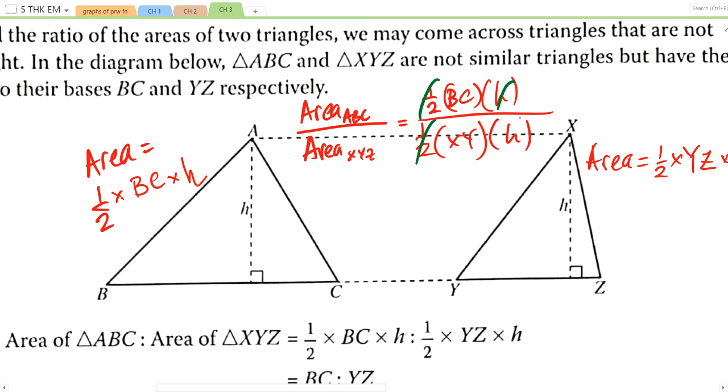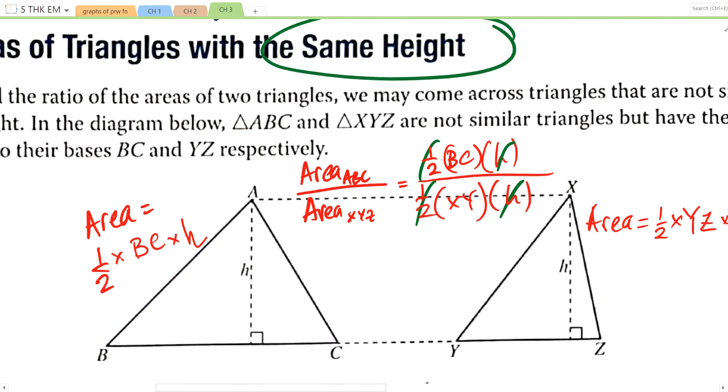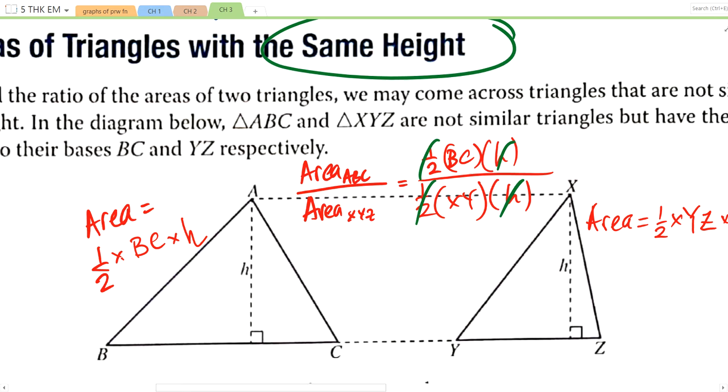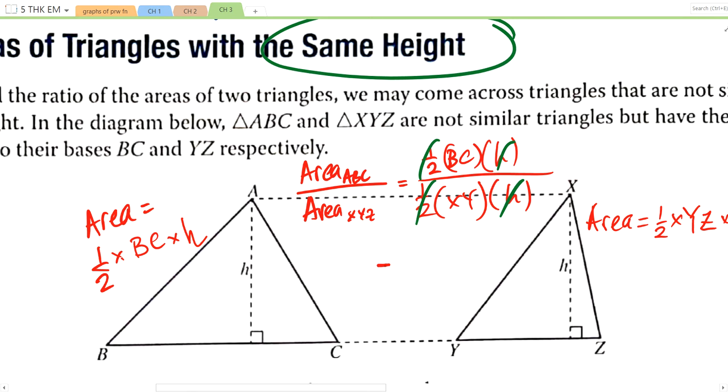Half and half, H and H. Why is it that we can cancel off H and H? They have the same height. This applies for triangles with the same height. So then it is now simplified to become BC over XY.